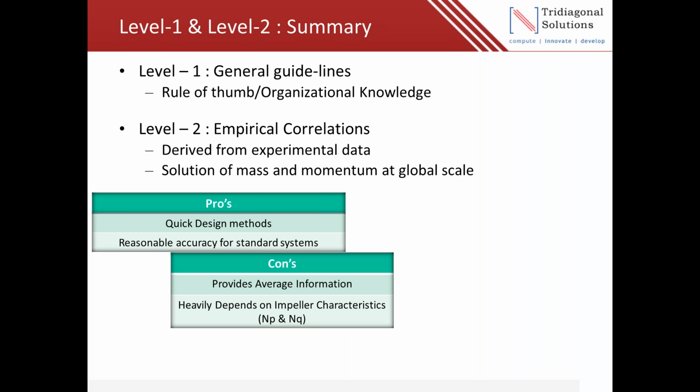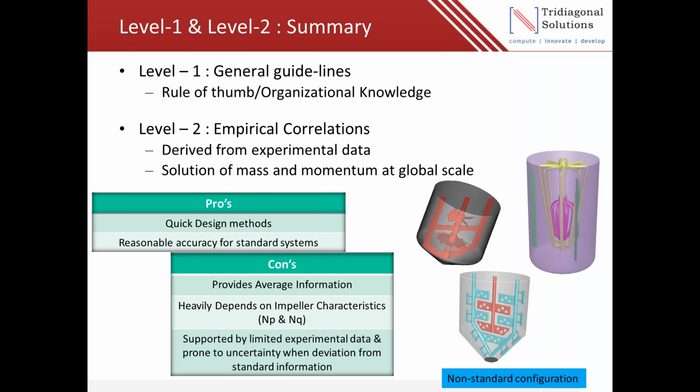However, if you look at the other side, these correlations provide us average information and depend heavily upon the impeller characteristics, the flow number, power number, or various different constants which we want in various applications. Similarly, if we look at the literature, we see that these correlations are supported by limited experimental data, and when it comes to non-standard configurations, some examples of which I'm showing here, we have very little information available even on the basic impeller characteristics like flow number and power. So in such conditions, we may not be able to use the empirical correlations with full accuracy to estimate our mixing parameters.